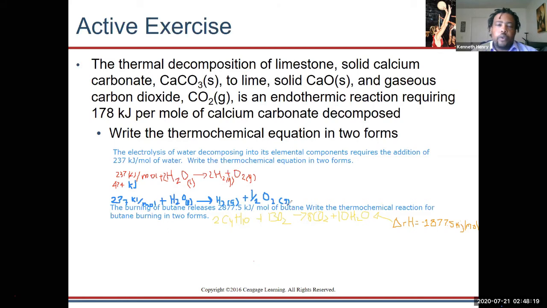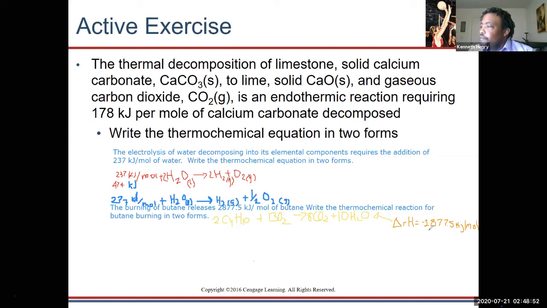Okay, so we would write it in this form where we actually have the half of the reaction so that we can keep it in the 237 component. You understand? Yeah. But if you're writing it with the 2 there, you're going to have to multiply it by 2. And that's the same thing here. Since we have 2 here, we're going to have to multiply this by 2.